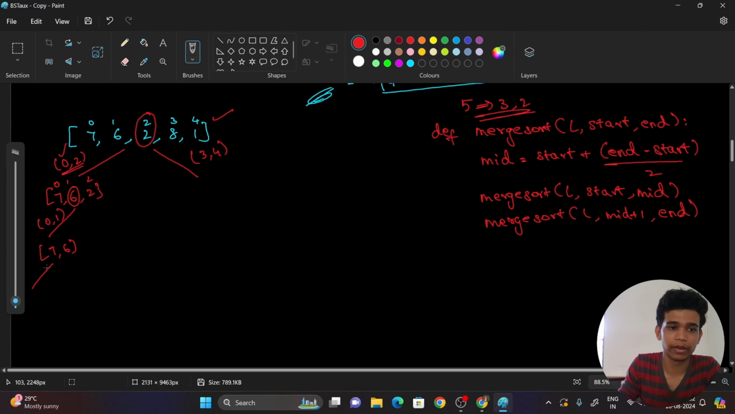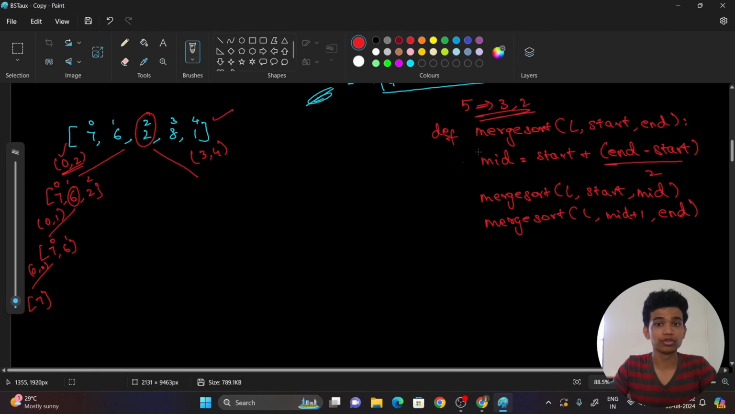Again, I will divide by what? What is the mid now? It will be 0 and 1. So 0 plus (1 minus 0) divided by 2 is what? 0. Totally 0. So it will be 0, 0. What is the 0, 0? It is 7. So I stop here, right?